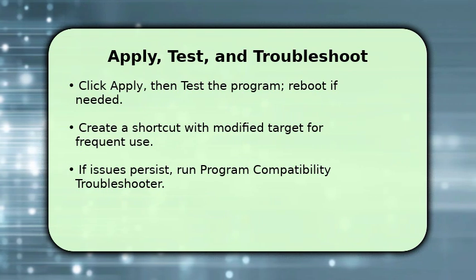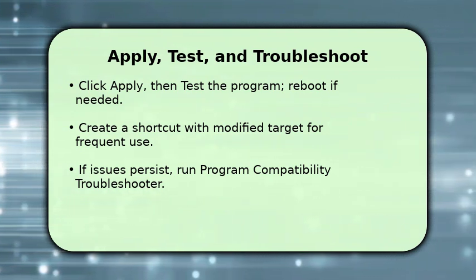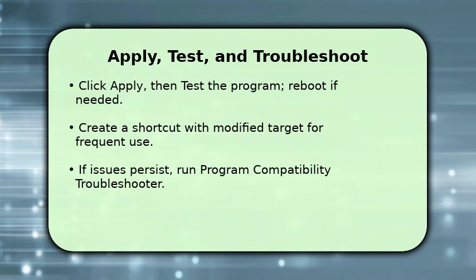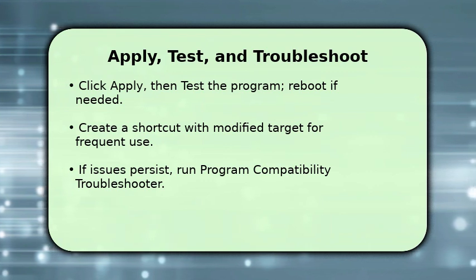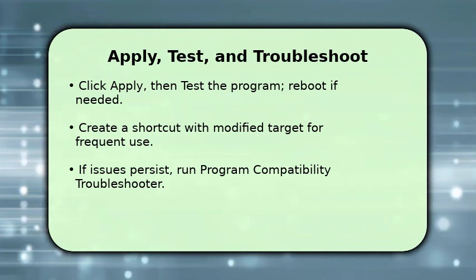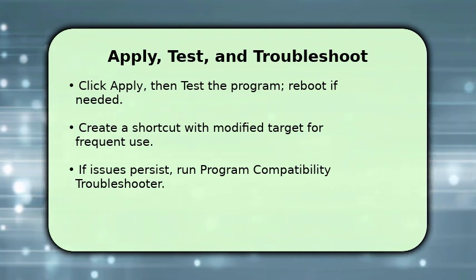If it works, create a desktop shortcut pointing to the configured exe so you always run the patched version. If problems remain, run the Program Compatibility Troubleshooter from Settings, Update and Security, Troubleshoot. It can auto-detect fixes or suggest alternate Windows versions.